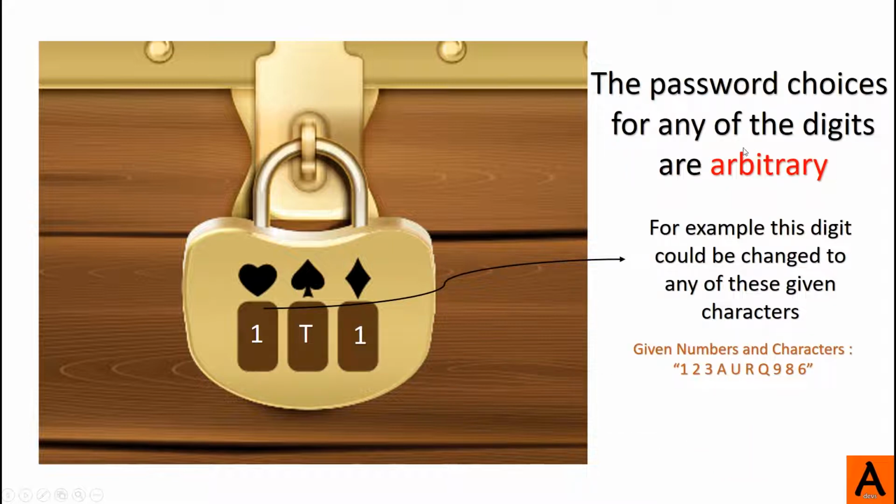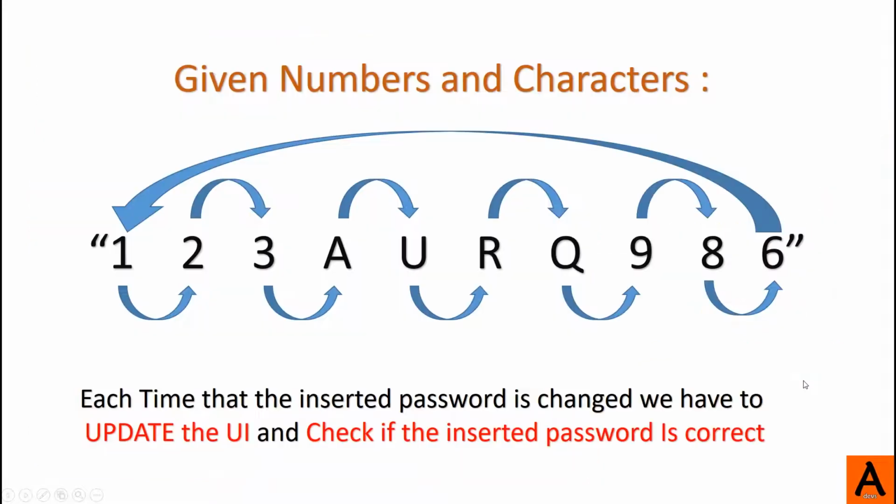The password choices of any of these digits are arbitrary, meaning that we can choose whatever characters and numbers we want for these digits. For example, this first digit could be 1, 2, 3, A, U, R, Q, 9, 8, 6. To illustrate the point, consider this slide.